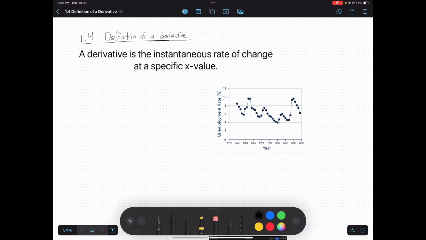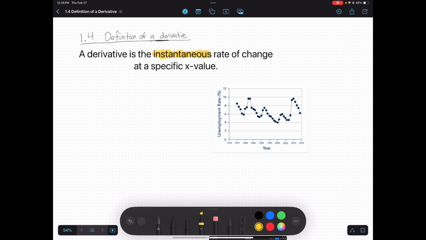Welcome back, everybody. In today's video, we get to finally talk about derivatives, which is one of these major concepts in calculus that we're going to talk a whole lot about. So, what is a derivative? Well, in our previous video, we talked about how to find rates of change, right? Specifically, an average rate of change. Well, a derivative is an instantaneous rate of change at a specific x value.